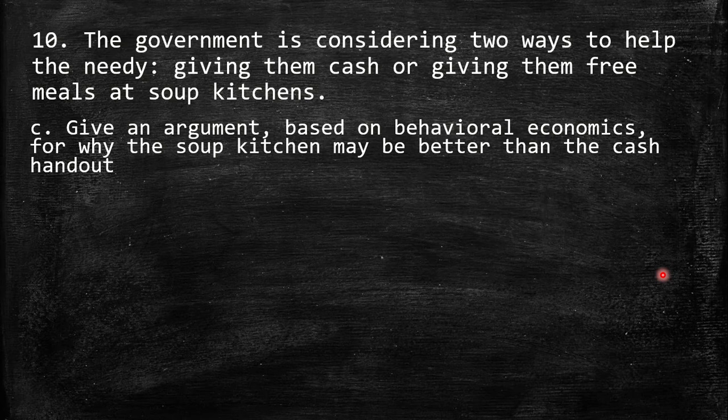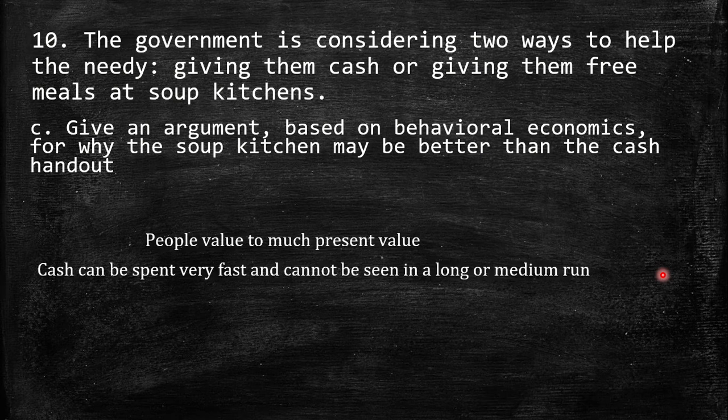C. Give an argument based on behavioral economics for why the soup kitchen may be better than the cash handout. So people value the present too much, so cash can be spent very fast and cannot be seen in the long run or medium run. So then the soup kitchen can be managed, between quotation marks, in a better way.